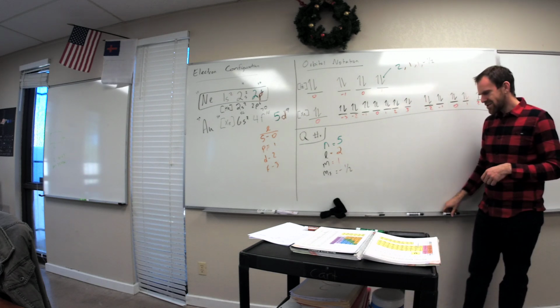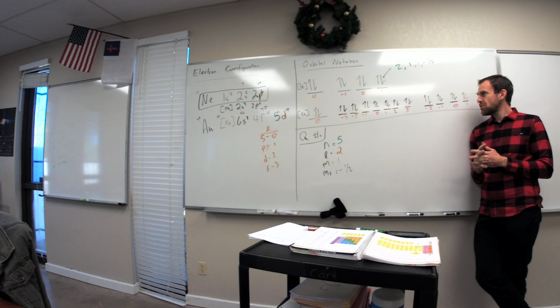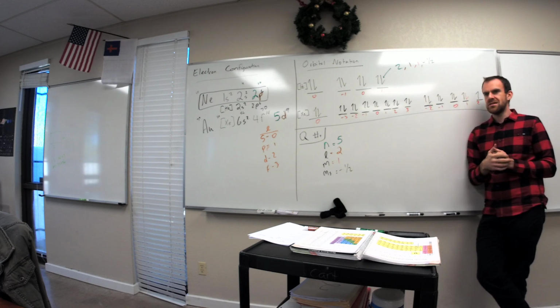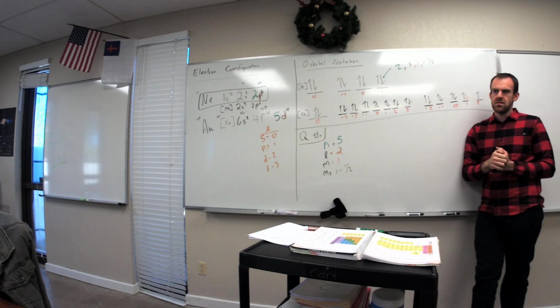And that is your electron configuration question. Oh. Yeah, how can you tell if it's positive or negative? If it's pointing up, it's positive. Okay. So you fill all the up ones first, and then you fill the negative.